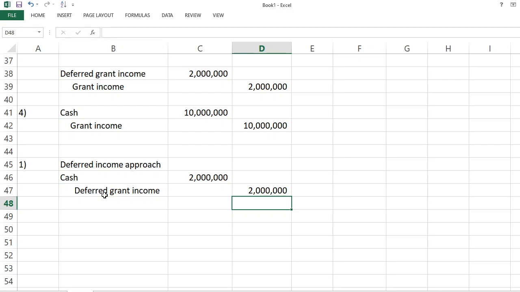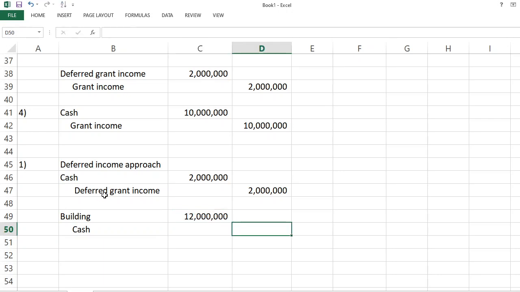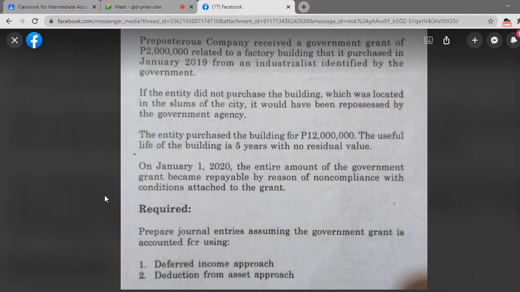Actually, we did not construct, we just purchased. We don't have time. So, we just purchased a building in the amount of 12 million. The condition is still achieved. So, debit building, credit cash of 12 million. The useful life is 5 years. It has no residual value, so we have no problem.